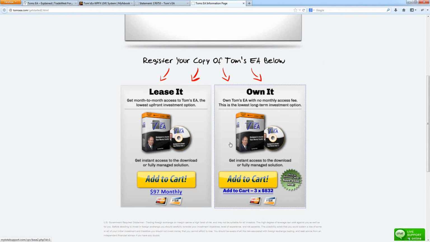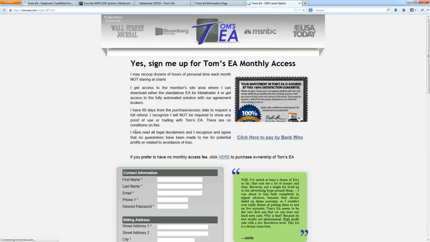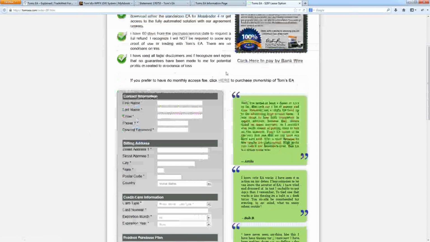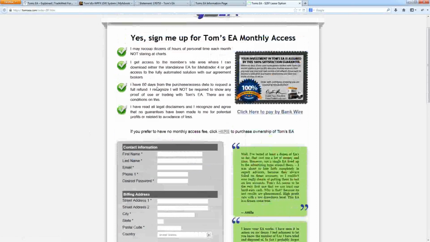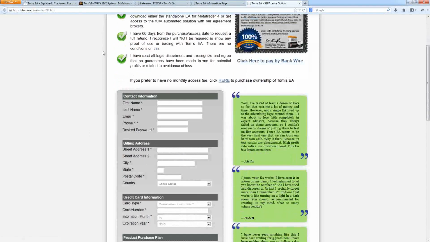They probably throw in a few things if we were to click on one of these. Let's see if they're throwing in some bonuses. They're also doing the 60-day guarantee as well. So those of you that didn't get a chance to really try out much, or you want to try their full version, they do have a 60-day policy on that.